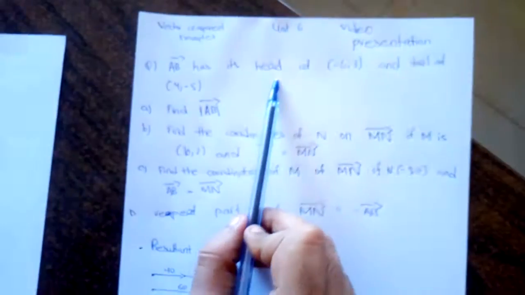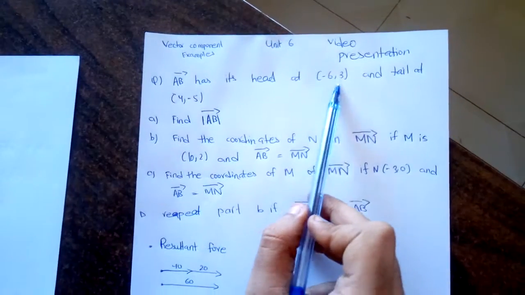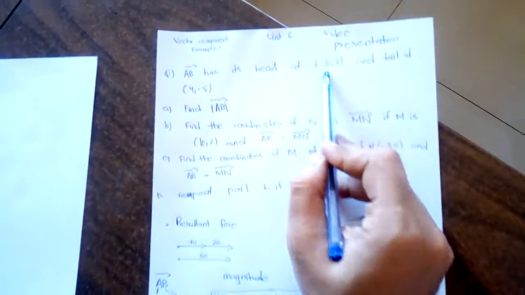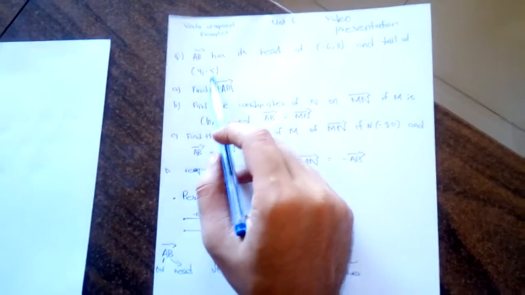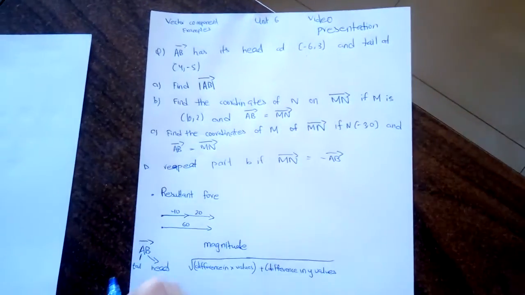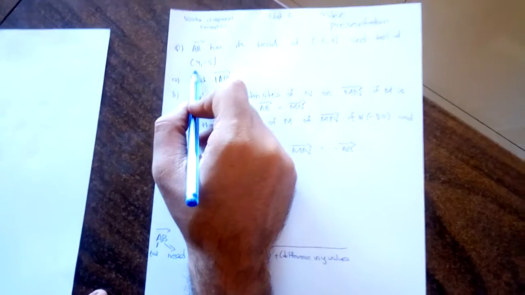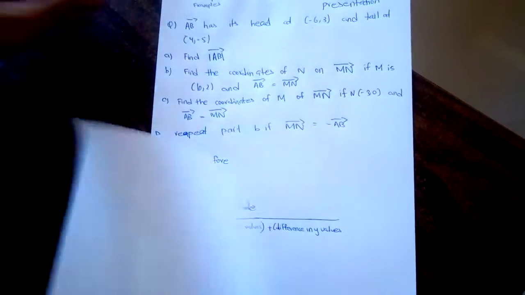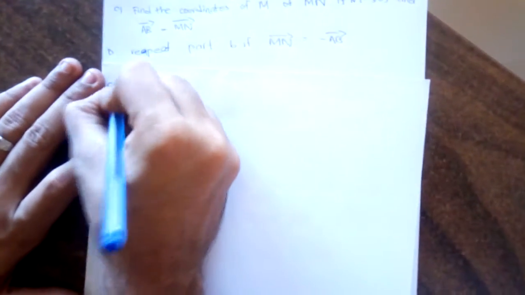So the question is, AB has its head at -6 and 3. As I told you, head in this one is B, so it will be B, and tail at 4 and -5. As the tail is A, so it will be A. So in this first question, we have to find the magnitude of AB.